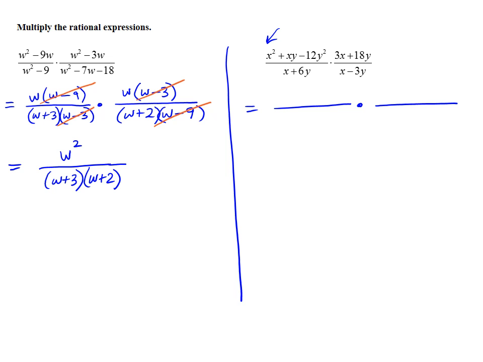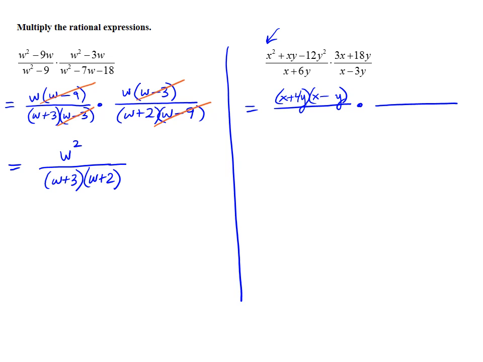So in my first numerator, I have a trinomial, x squared plus xy minus 12y squared. I'm going to factor that to a product of binomials. X and x give me x squared. Y squared is going to come from having the y split up. And then I want to think about factors of negative 12 that add up to 1. Well, that would be positive 4 and minus 1. And I don't have to put the 1 there because 1y is the same thing as y.